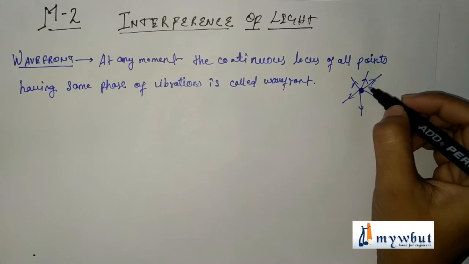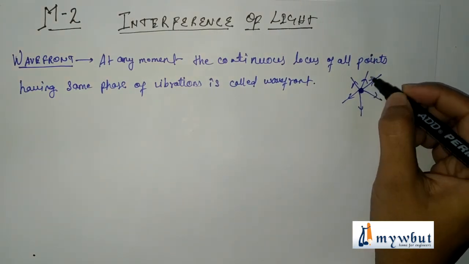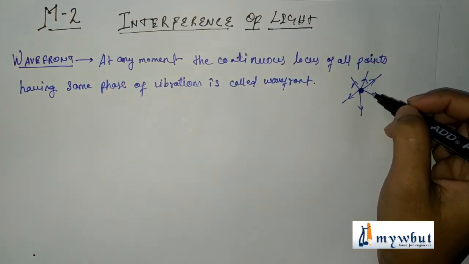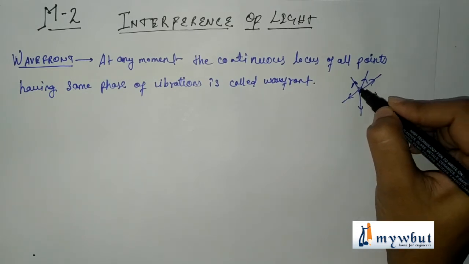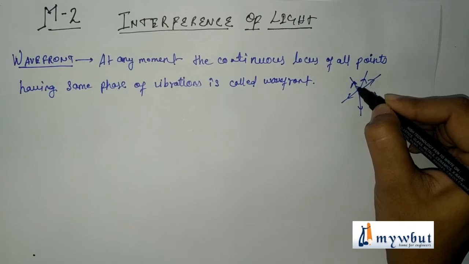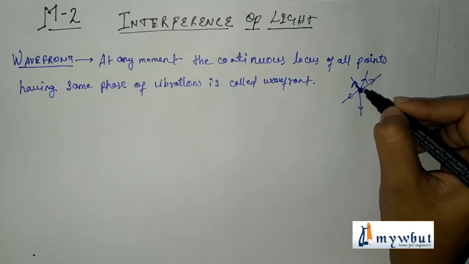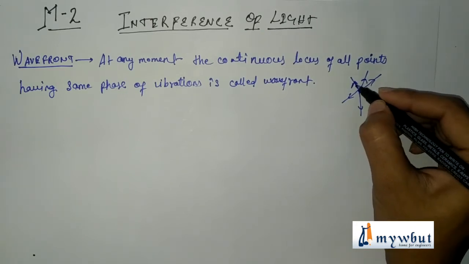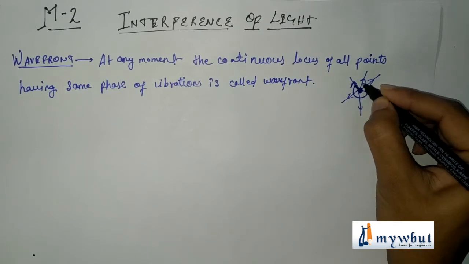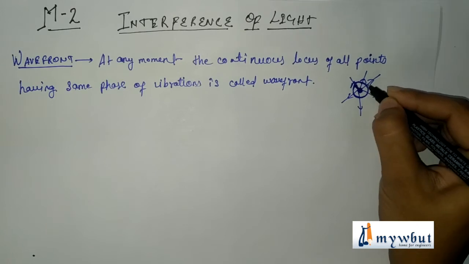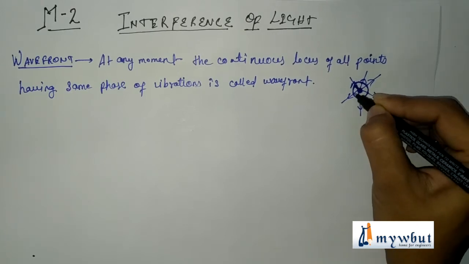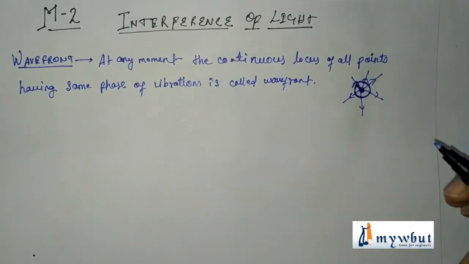That is, if this is the source of light and these all are the possible directions of disturbances spread from the source, then if I measure a radius of r from the source and draw a circle here, then in the locus of the circle, or you can say in the circumference of the circle, the particles present there will have the same phase of vibrations. That is known as wavefront of a particle.